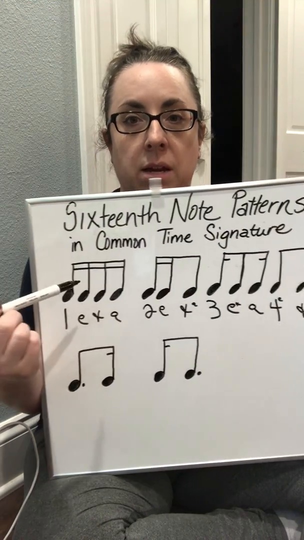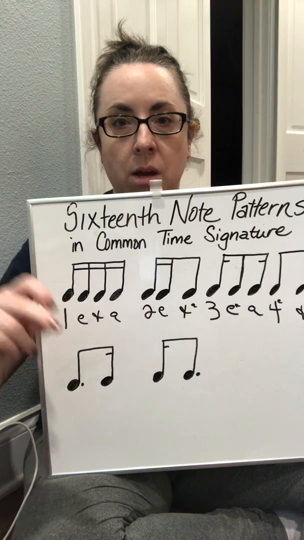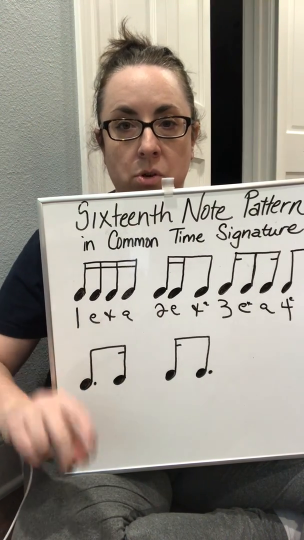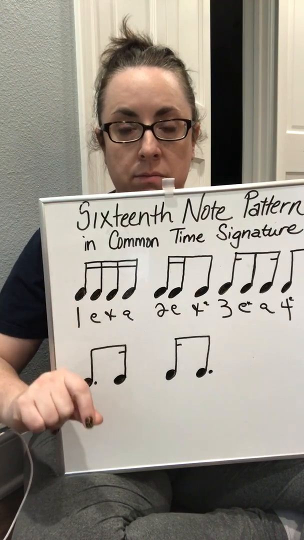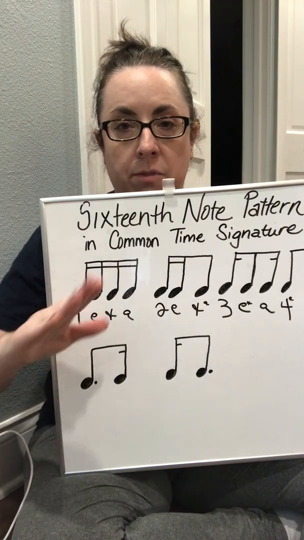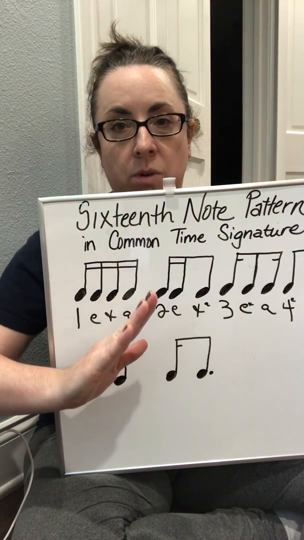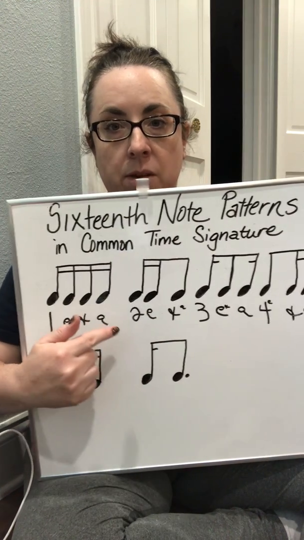Okay, let's break this down again. I want you to count this first beat with me. 1 E and a, ready and count. 1 E and a, 1 E and a. If I'm tapping my foot, the 1 is when my foot goes down and the and is when it comes up. 1 E and a. Okay?